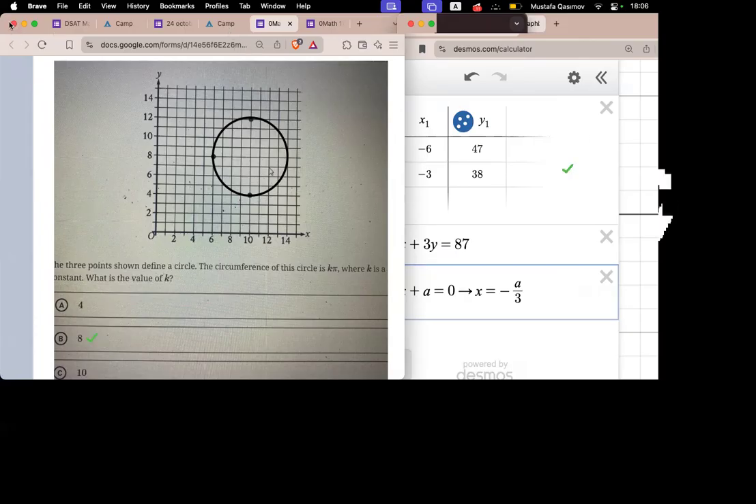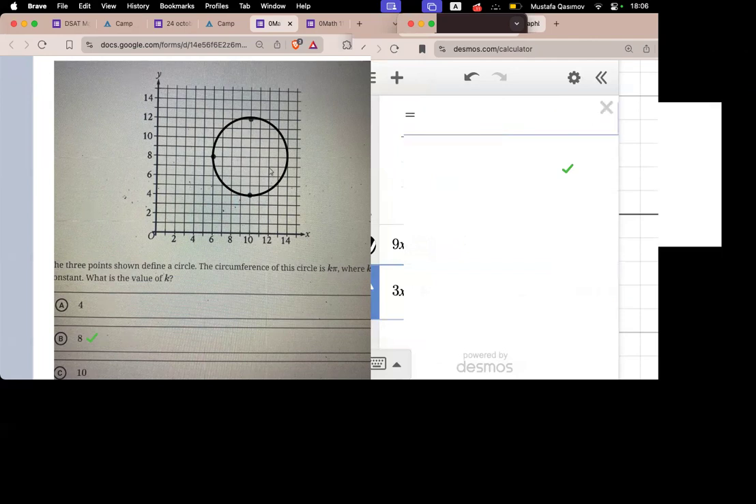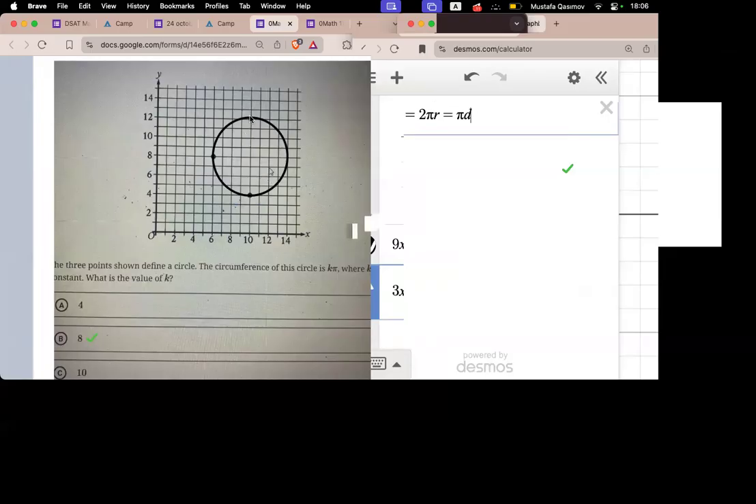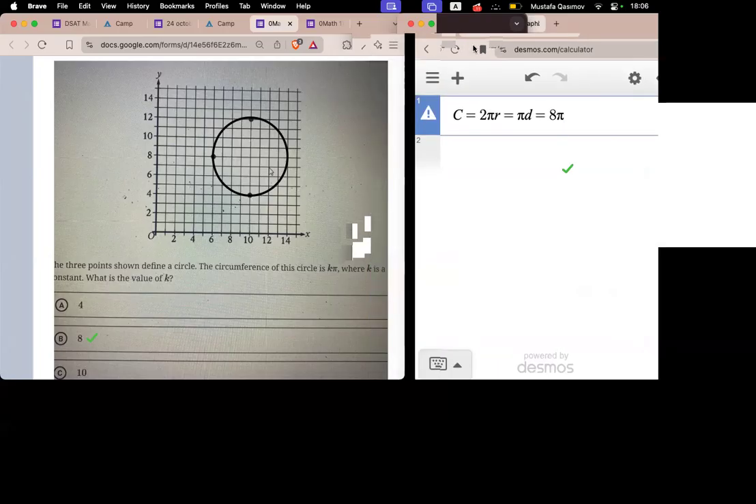It says circumference. Circumference is equal to 2pr or pd. And diameter is equal to 8, so it is 8 times p. 8p is equal to kp, and 8 is equal to k.